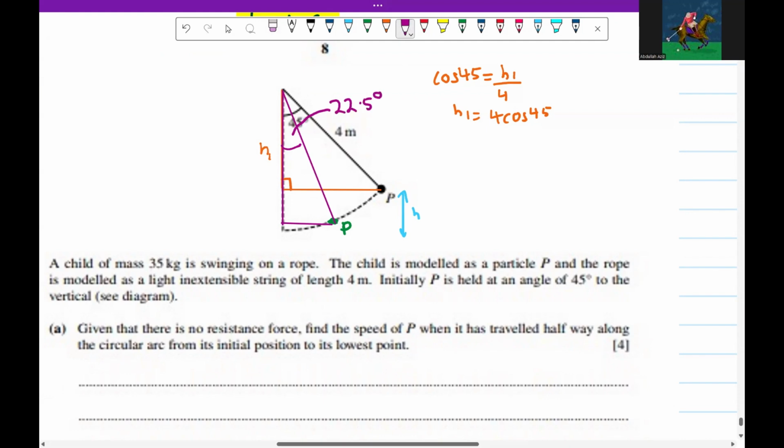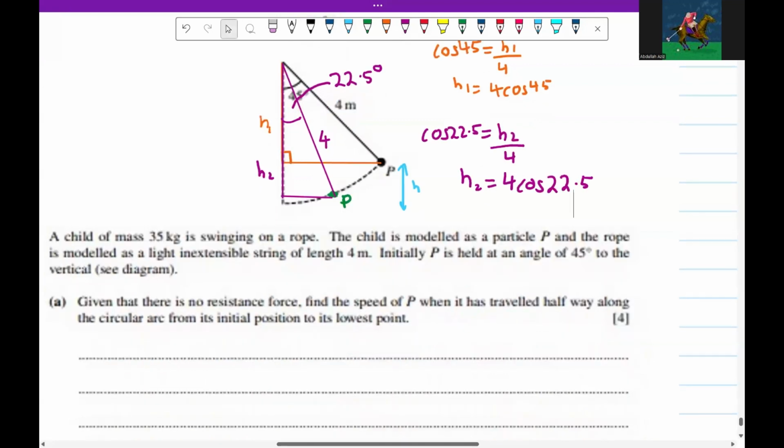So H2 will be, cos 22.5 is equal to h2 over 4, since it's the radius, which is the same. h2 is 4 cos 22.5. The change in h is basically h2 minus h1, and just put that in the equation.